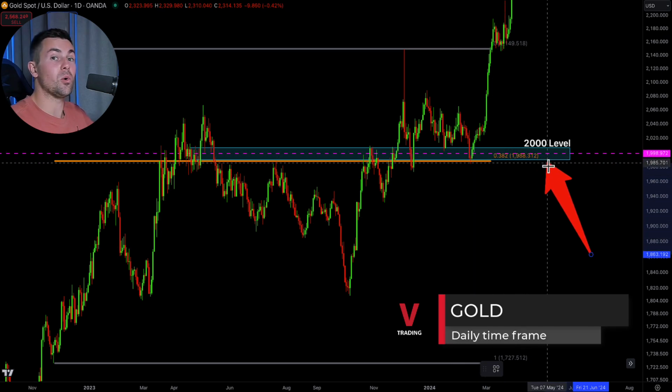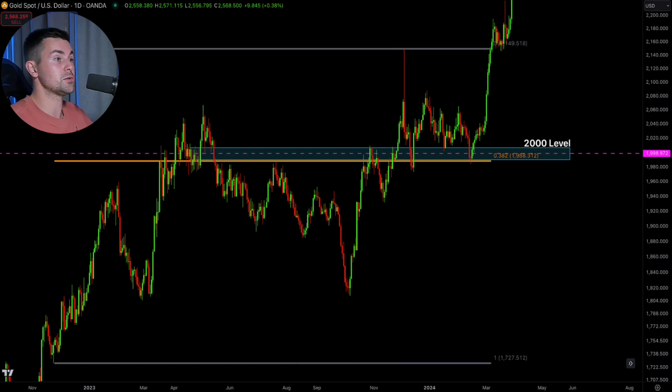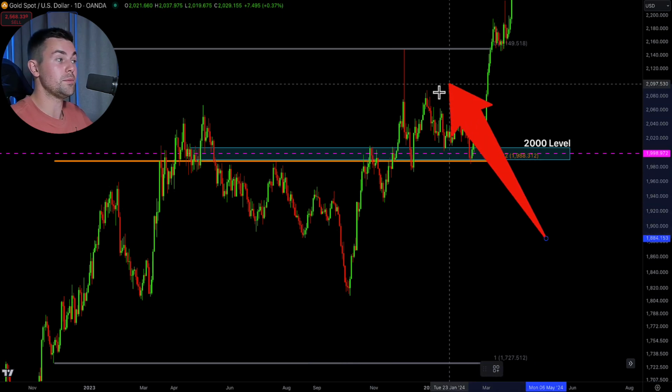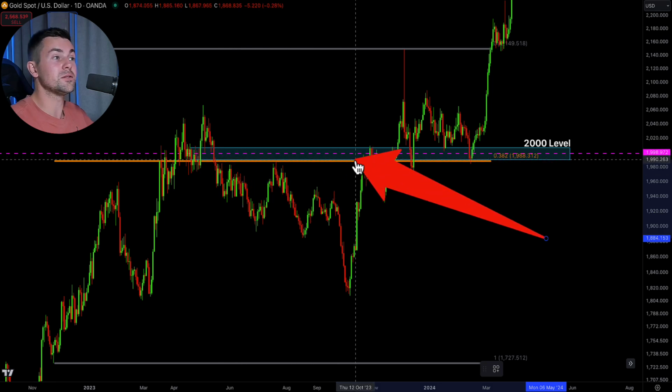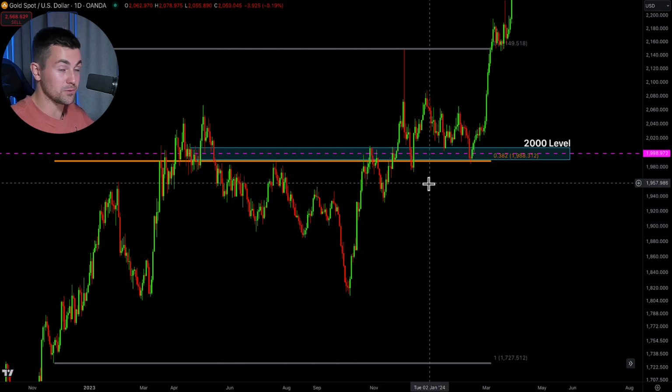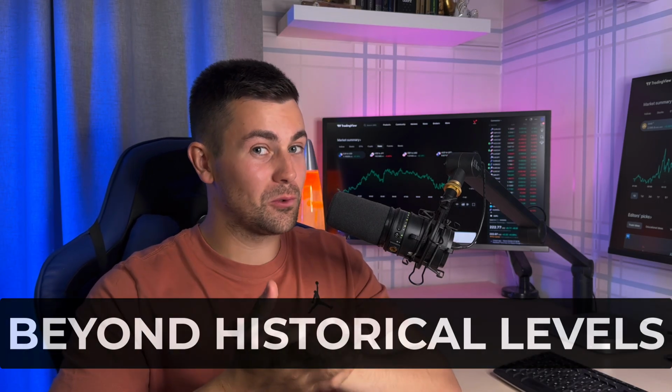This zone is based on the psychological level on 2000 level. This zone is also based on 382 retracement of a major bullish impulse, and that zone is also based on support and resistance levels. And all that gives us a perfect confluence zone, the zone where different liquidity zones match. And such zones can be easily found even beyond historical levels.